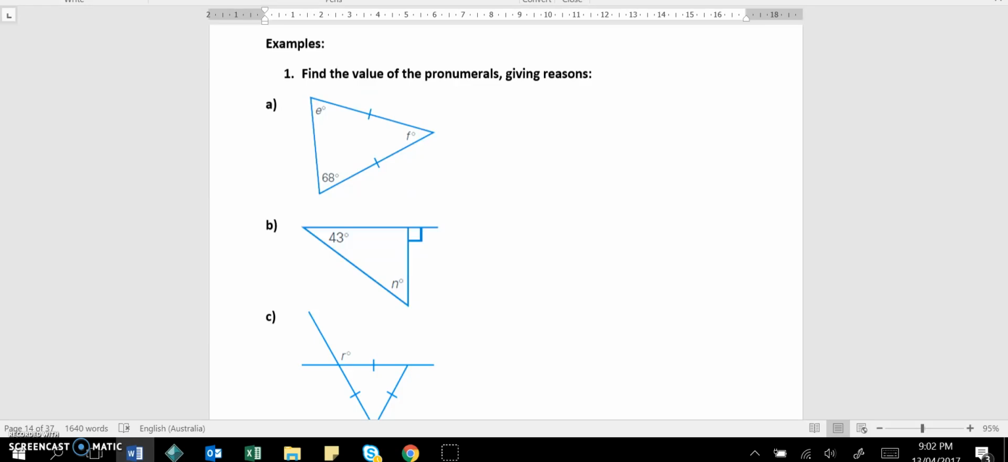Okay, so the sorts of questions we're going to be revising are finding missing angles, missing pronumerals, and giving reasons in triangles. If we look at this first one here in question A, I can start off straight away and say that angle E is equal to 68 degrees. And the reason for that is they're equal angles opposite equal sides. So you're going to write that in your reason.